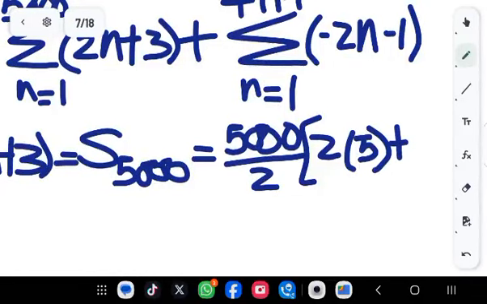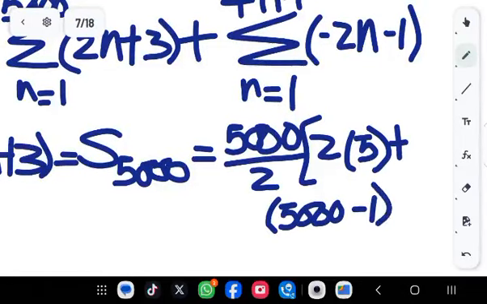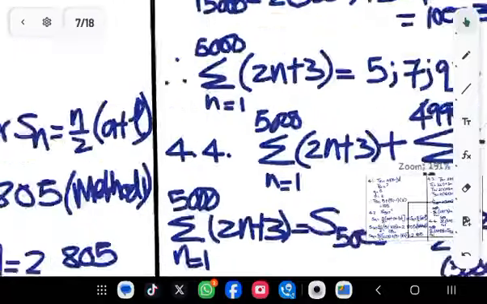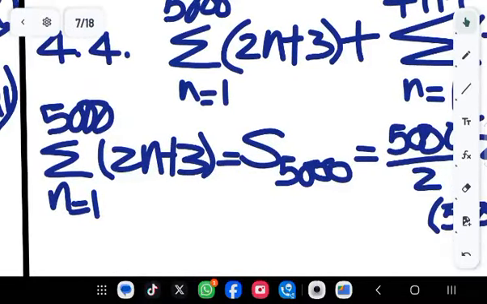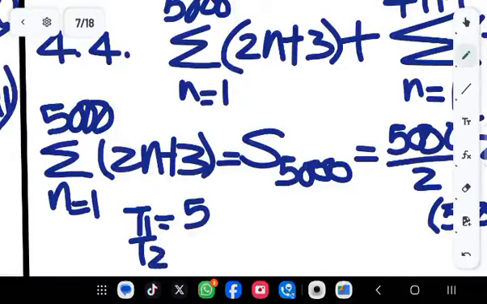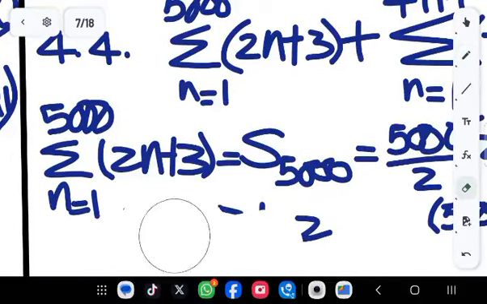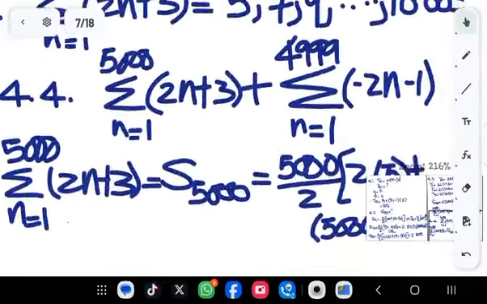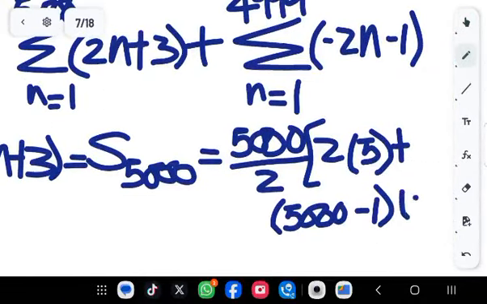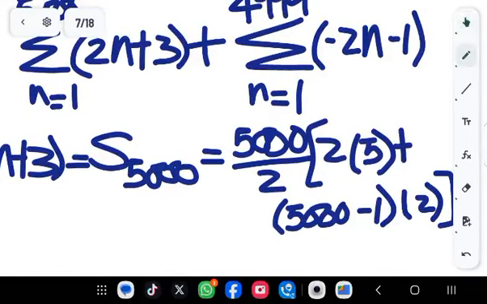plus 5,000 minus 1 times the constant difference, which is 2. Remember T1 is 2 times 1 plus 3, that is 5. T2 is 2 times 2, which is 4, plus 3, which is 7. So D, the constant difference, is equal to 2. So the constant difference equals 2, and we substitute it there. Now let's calculate this. Let's go.